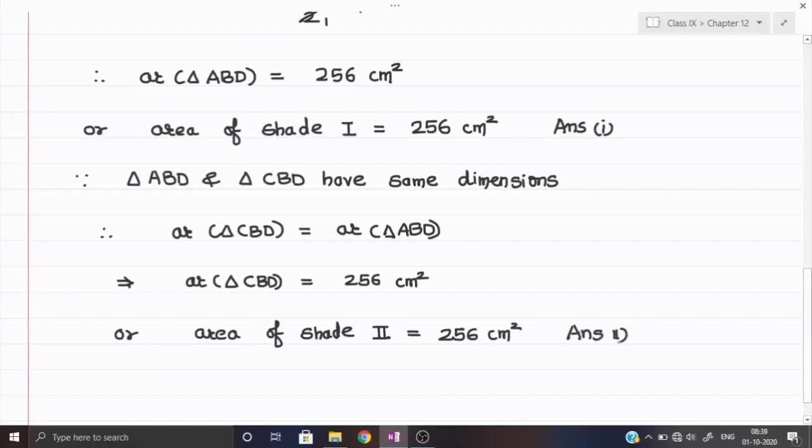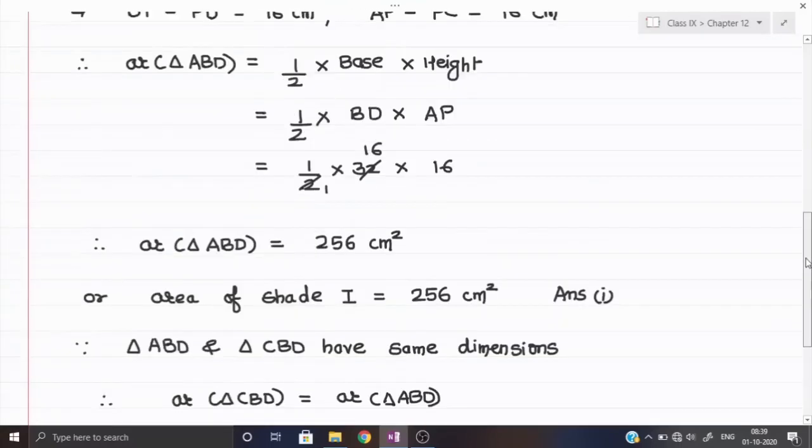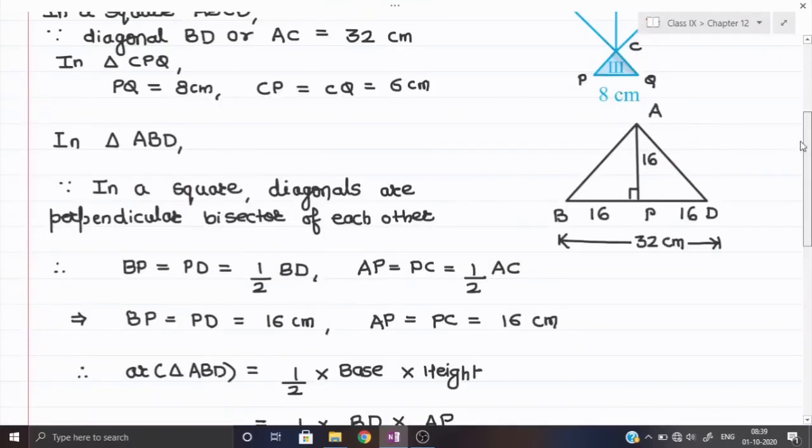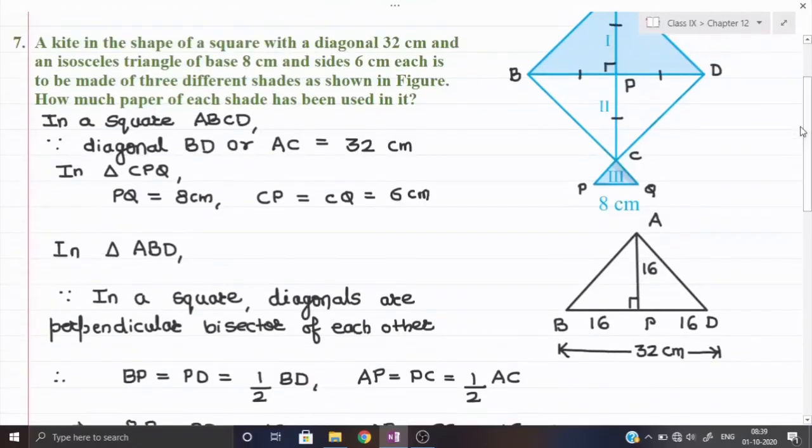Now the last answer is required. Look at the triangle CPQ. In triangle CPQ, observe the value of CP is given here as 6 centimeter and the value of CQ is given again as 6 centimeter. It is written in the question, and the value of PQ is given here as 8 centimeter. So now for this particular triangle we can easily apply the Heron's formula.